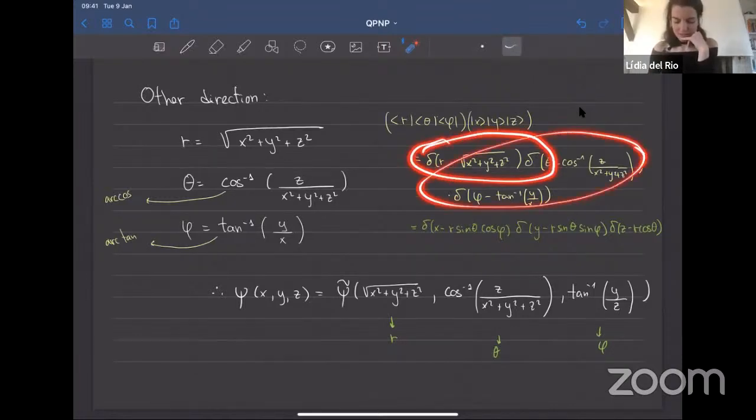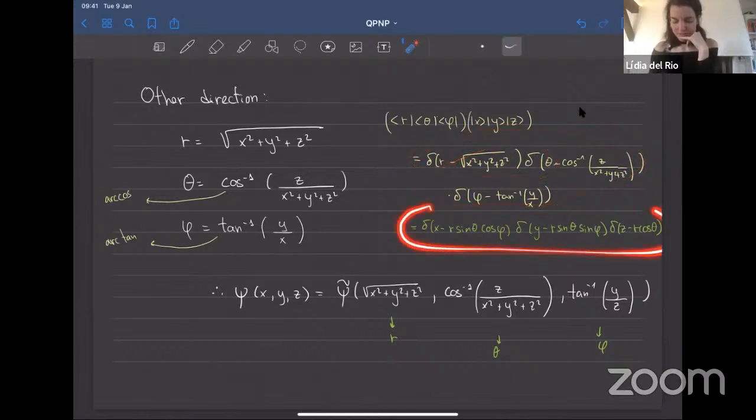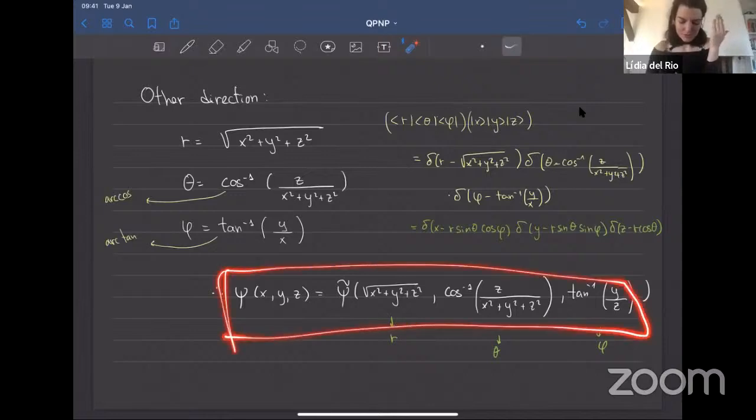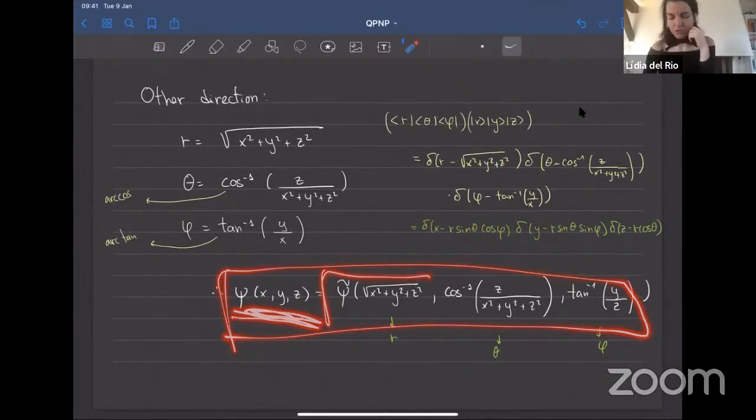Okay. And these deltas are the same altogether. They are the same as the conditions we saw before, because they represent the same equations. They represent these three equations, just this three system of equations, just with isolating different variables. Right? So you do exactly the same procedure, and you arrive at how to write the wave function x, y, z in terms of the wave function in spherical coordinates.